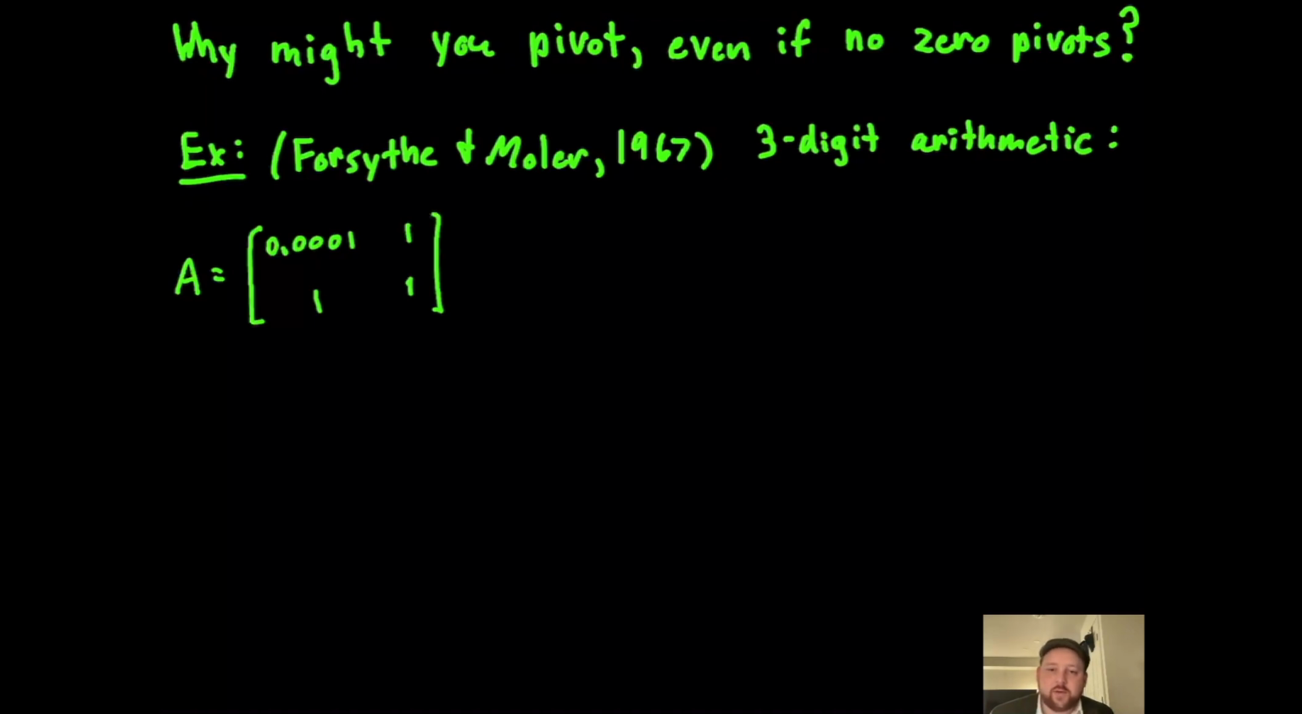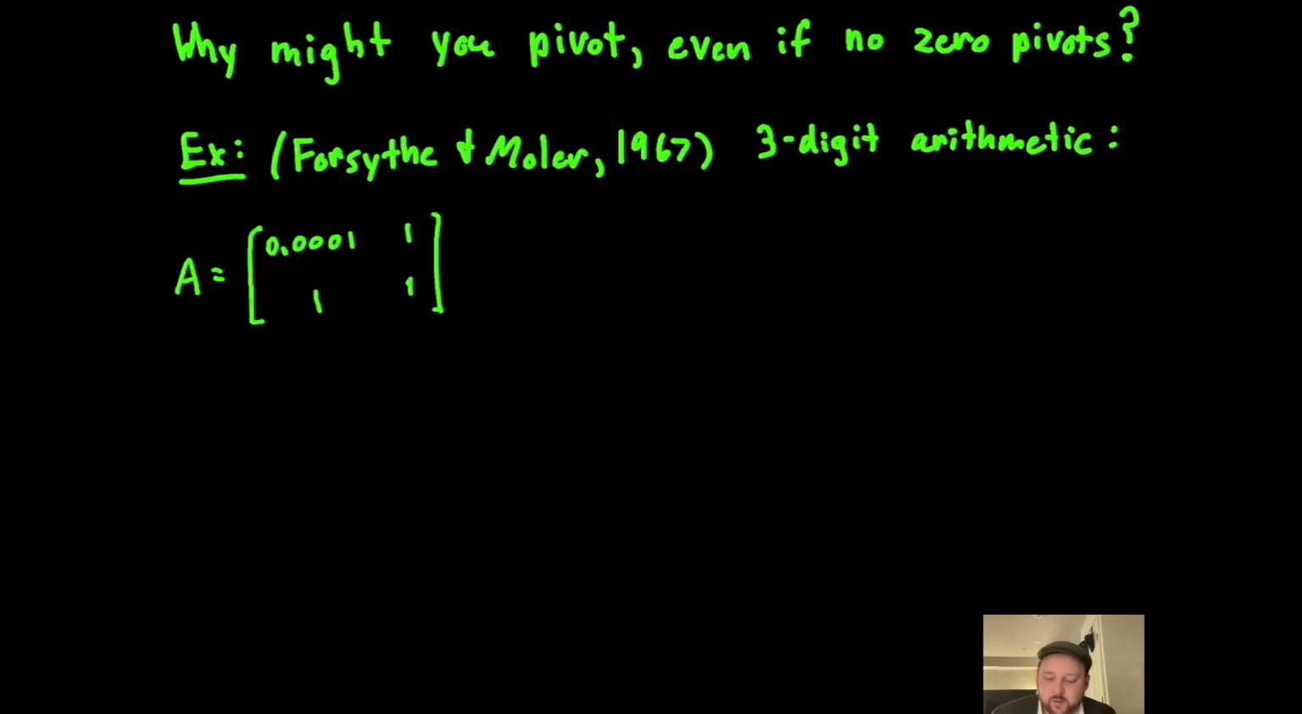Because I compute these factors and I multiply them out, by definition they're factors, so they should multiply to be the thing I said that they're the factors of. So here's a very simple example of what I'm talking about. This is due to Forsyth and Moeller in 1967.